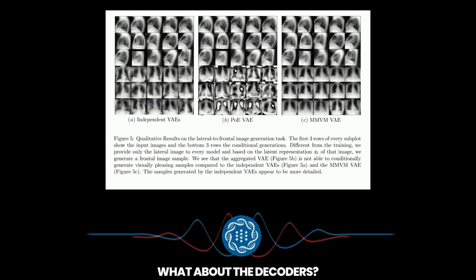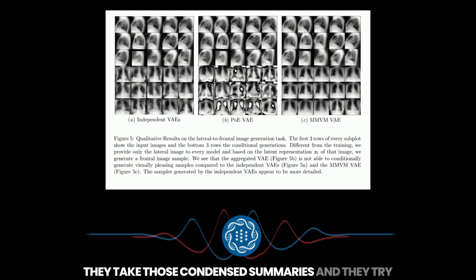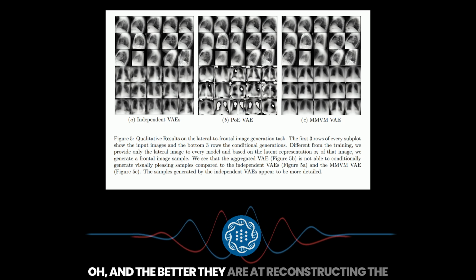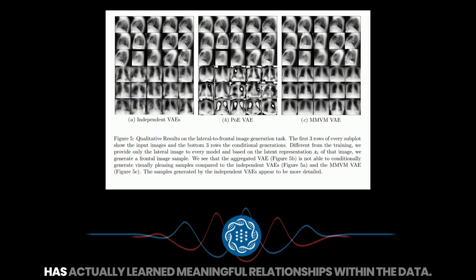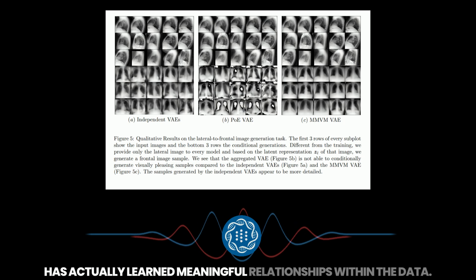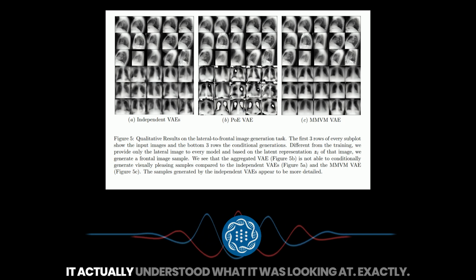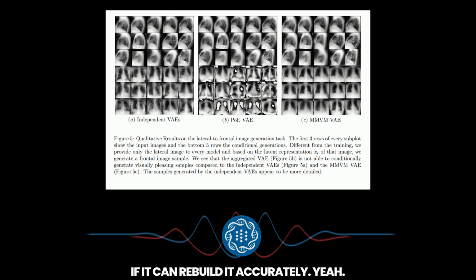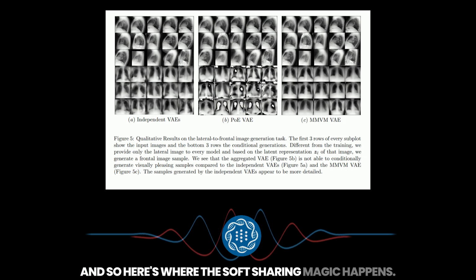What about the decoders? So the decoders do the opposite. They take those condensed summaries and they try to rebuild the original X-ray images. And the better they are at reconstructing the original images, the more we know that the model has actually learned meaningful relationships within the data. So it's like a test to see if it actually understood what it was looking at. Exactly. If it can rebuild it accurately, it means it got the important stuff. And so here's where the soft sharing magic happens.